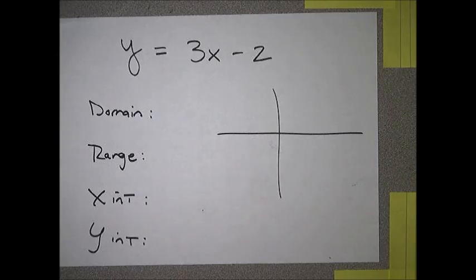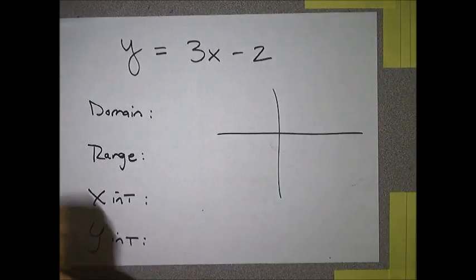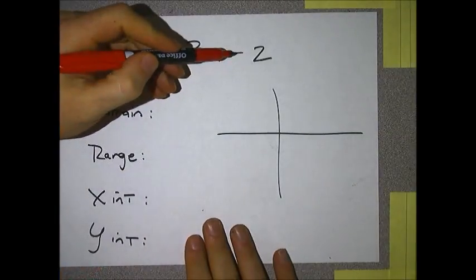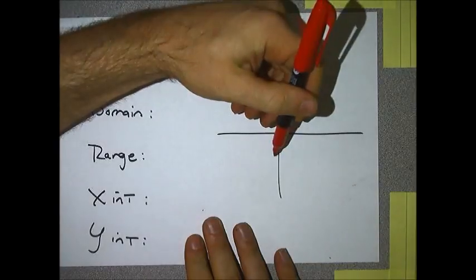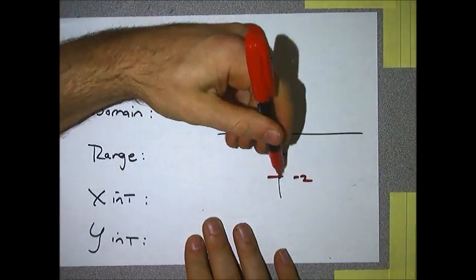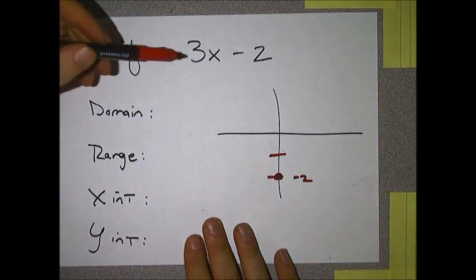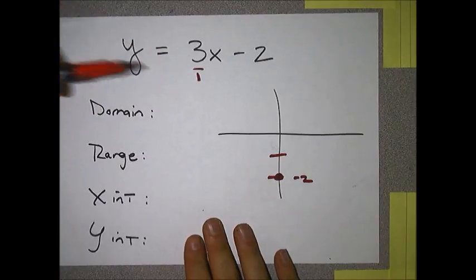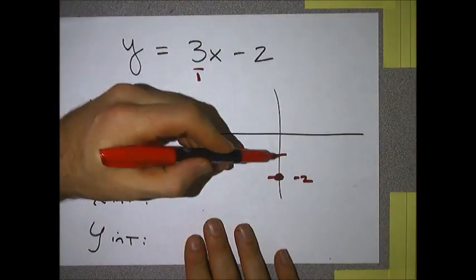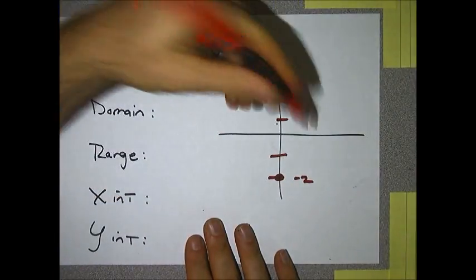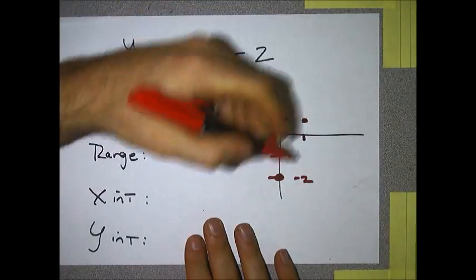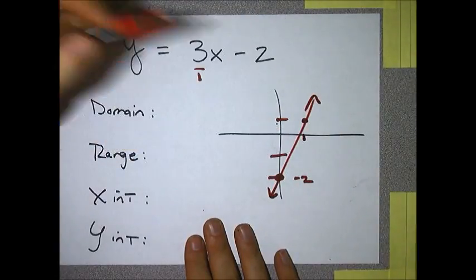Okay, we have y is equal to 3x minus 2, and we want to graph this. 3x minus 2 is a line. We're going to start at the y-intercept of negative 2. So we're going to go down 2 units. We're going to make a dot. And from that dot, I want to apply my slope of 3, which is really 3 over 1. So I'm going to go up 1, 2, 3 over 1. And now I have a line.